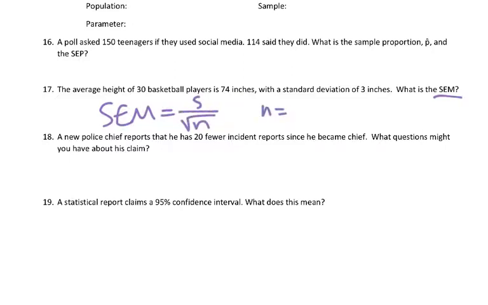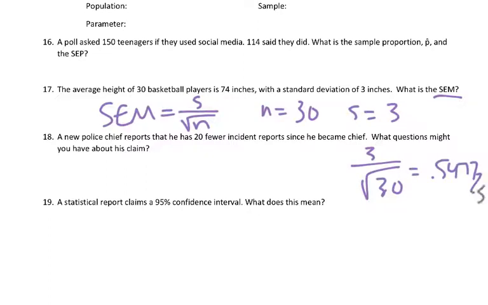So n would be 30 basketball players. S would be 3 inches. So we just go 3 over the square root of 30. We put that into our calculator, and we get 0.547723. So this is inches, so we don't turn it into a percent here.